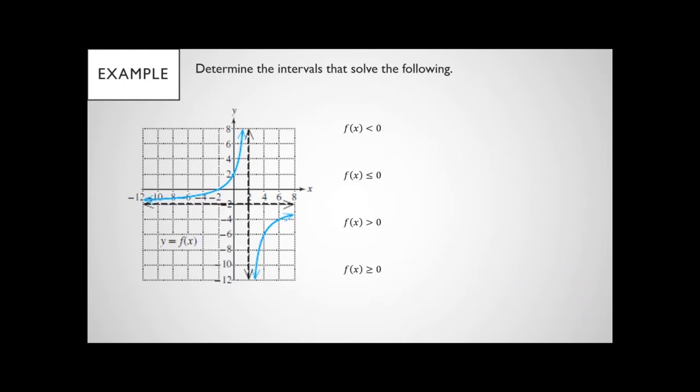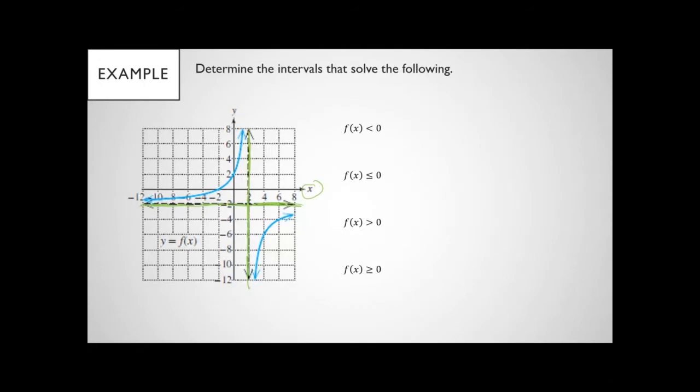The asymptotes are in the same color as the x-axis, so I'm going to color them green so you don't get it confused with where the x-axis is, because the x-axis is actually up there. So I'm going to color the asymptotes green so you don't get confused. So we have this graph.